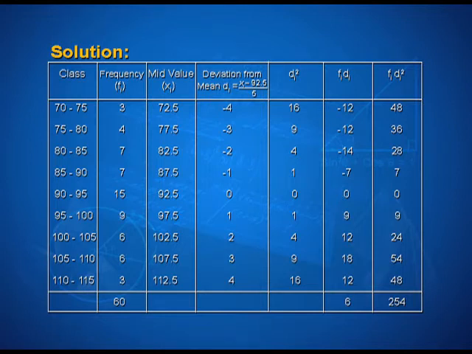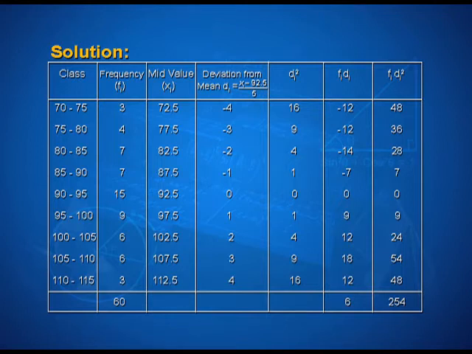Then come to fourth column. This shows the deviations from mean. Di is equal to Xi minus 92.5 upon 5. This 5 is the width of this class interval, 75 minus 70, that is 5. Now we get the values as minus 4, minus 3, minus 2, minus 1, 0, 1, 2, 3, 4 respectively.